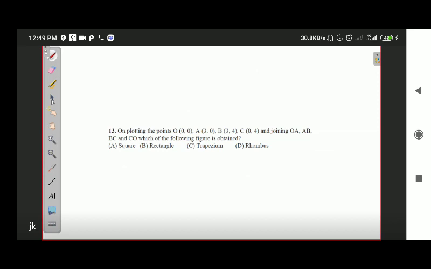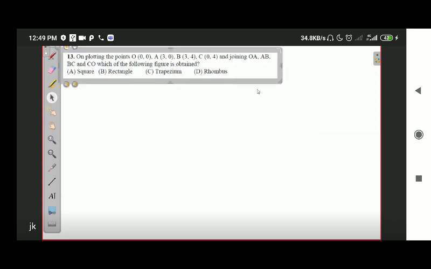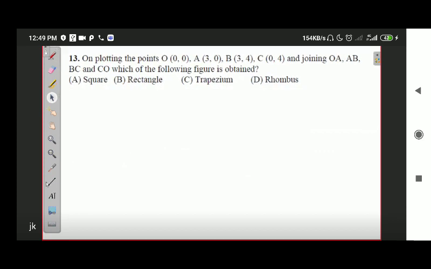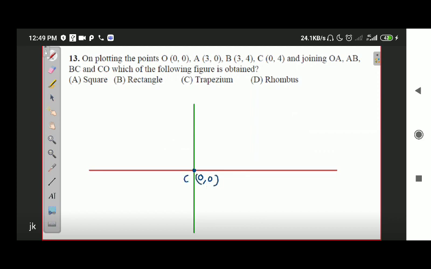Next is question number 13. In question number 13, it is kind of a plotting question. Okay, so let me make a stencil graph. This is my y-axis and this is my x-axis. Okay, so what is the question asking? On plotting, point O is 0, 0. This is point O, that is the origin.